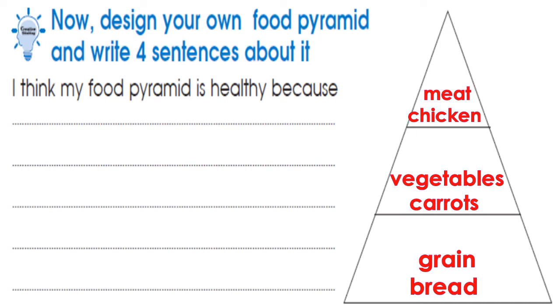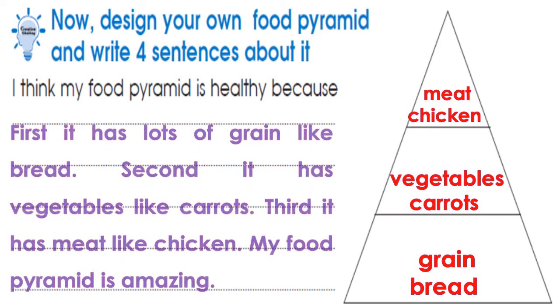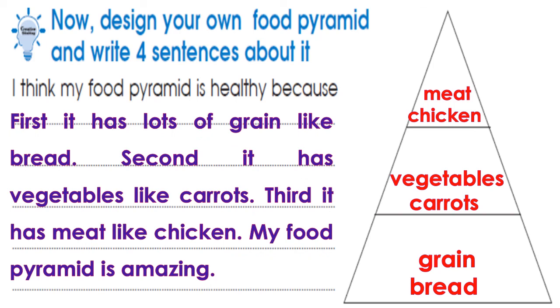I think my food pyramid is healthy because first, it has lots of grain like bread. Second, it has vegetables like carrots. Third, it has meat like chicken. My food pyramid is amazing. So I like this kind of food, and they are healthy food. Meat, vegetables, grain. It's very, very healthy food for our bodies. Okay?